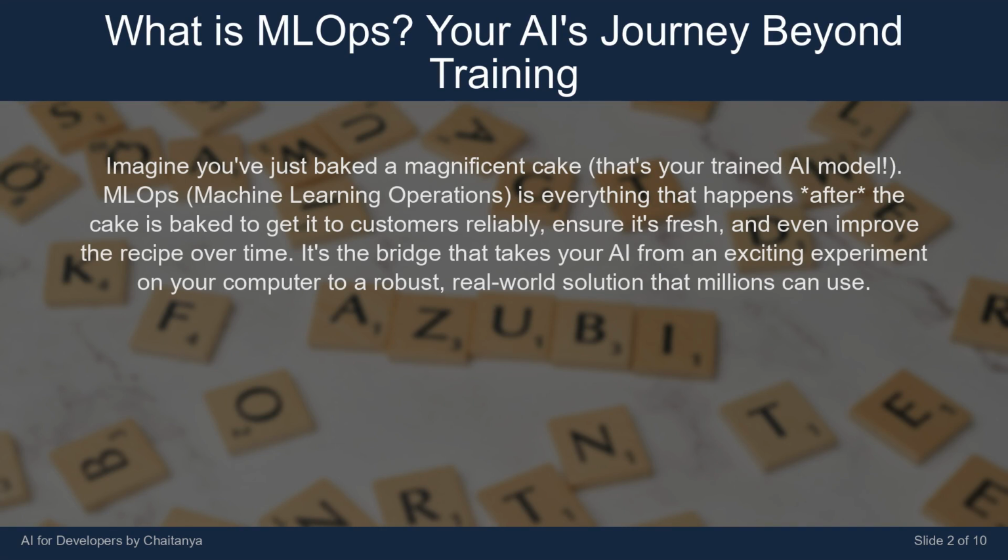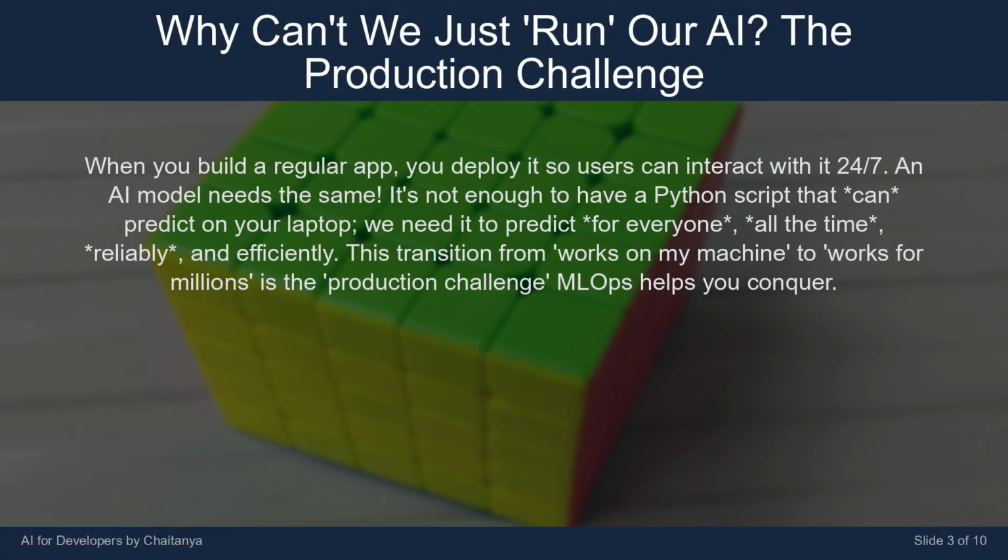MLOps, Machine Learning Operations, is everything that happens after the cake is baked to get it to customers reliably, ensure it's fresh, and even improve the recipe over time. It's the bridge that takes your AI from an exciting experiment on your computer to a robust, real-world solution that millions can use. When you build a regular app, you deploy it so users can interact with it 24/7.